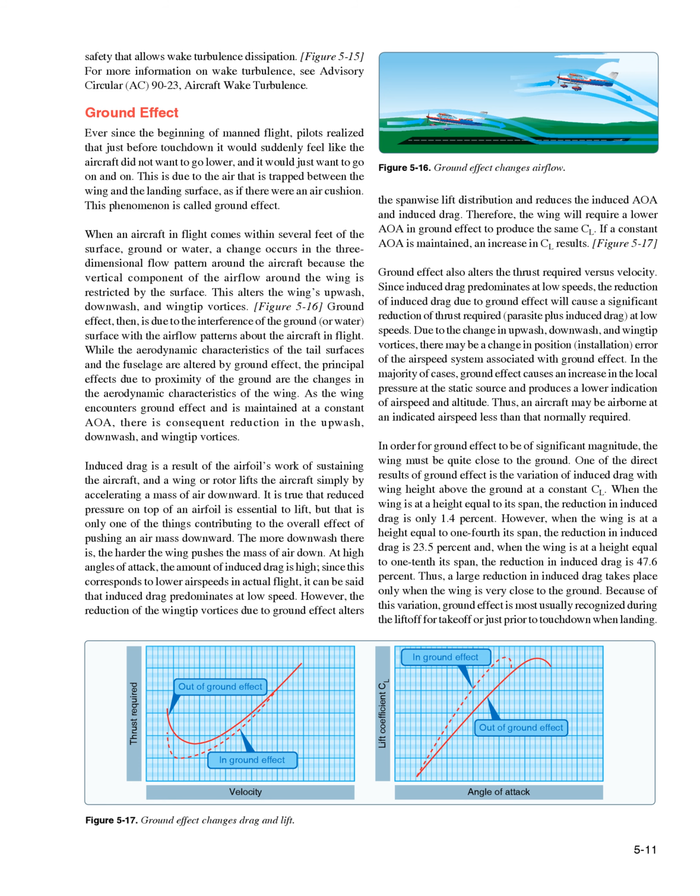One of the direct results of ground effect is the variation of induced drag with wing height above the ground at a constant CL. When the wing is at a height equal to its span, the reduction in induced drag is only 1.4%. However, when the wing is at a height equal to 1/4 its span, the reduction in induced drag is 23.5%, and when the wing is at a height equal to 1/10 its span, the reduction in induced drag is 47.6%. Thus, a large reduction in induced drag takes place only when the wing is very close to the ground. Because of this variation, ground effect is most usually recognized during the liftoff for takeoff or just prior to touchdown when landing.